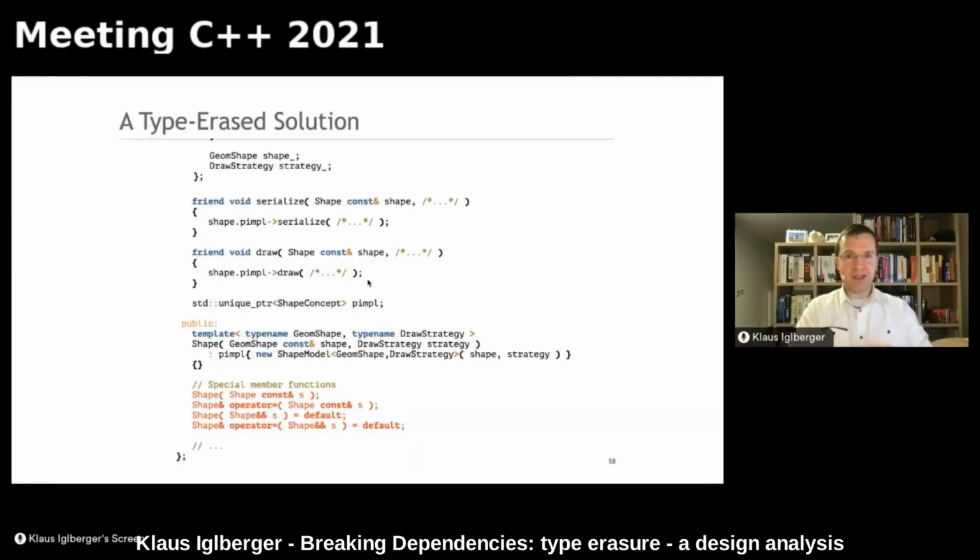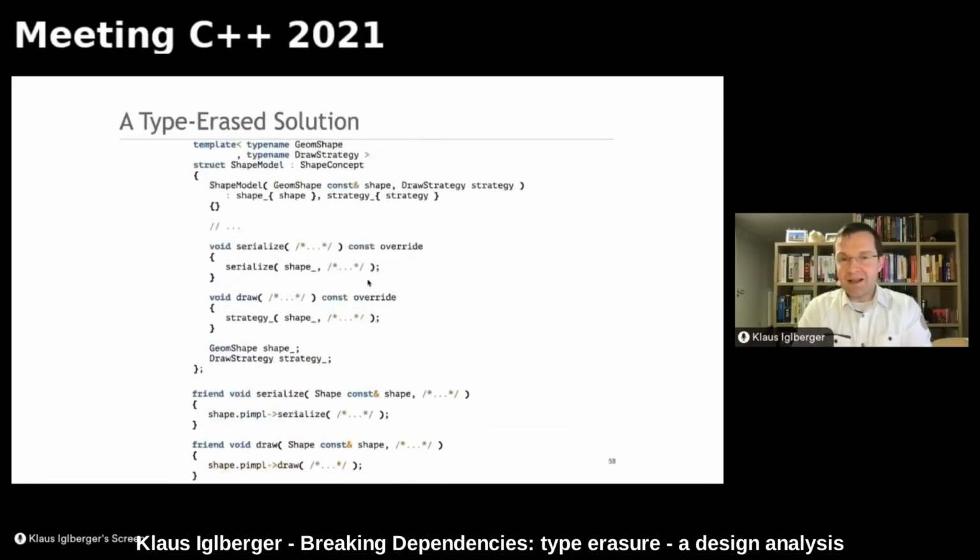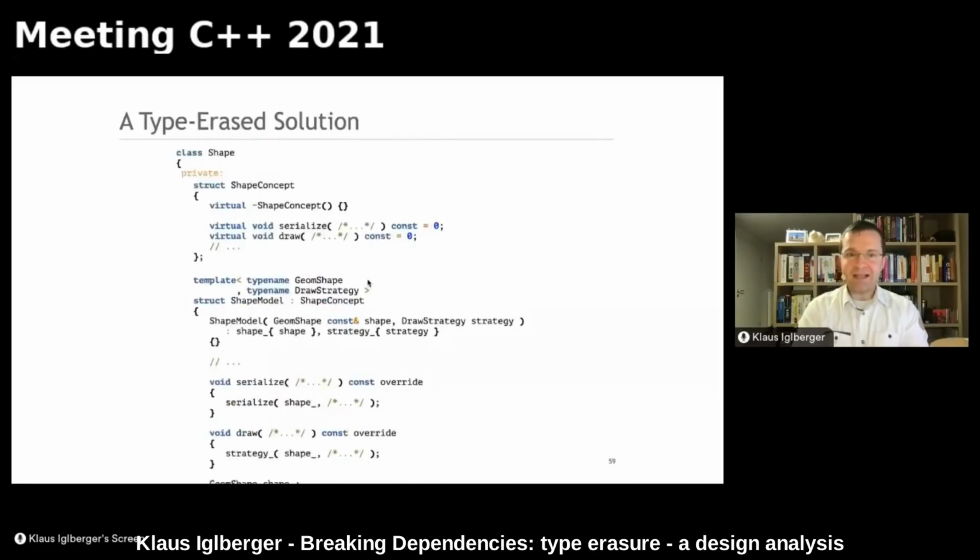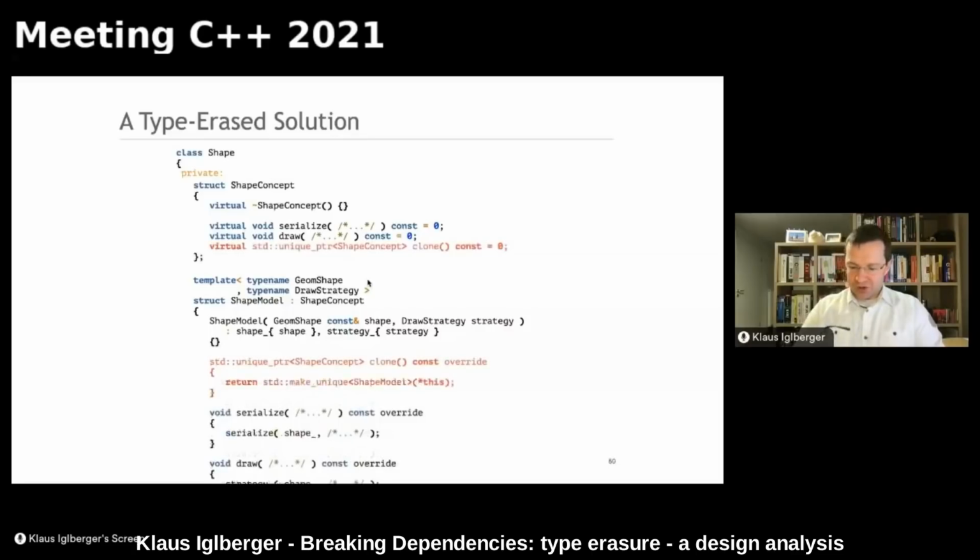So we need one more thing to actually make this work. We need another design pattern, and that is the prototype design pattern. You might actually know that. It is easy to recognize if you see a clone function. In the base class, in the shape concept, I introduce clone, which returns a unique pointer to shape concept, so a pointer to base. It's pure virtual again, and it needs to be implemented in the derived class.